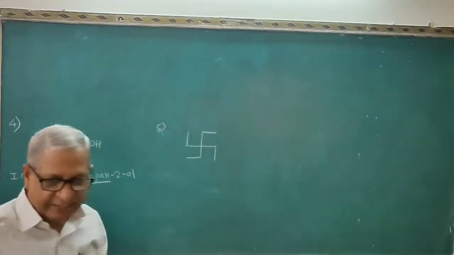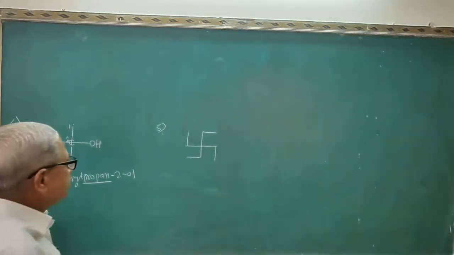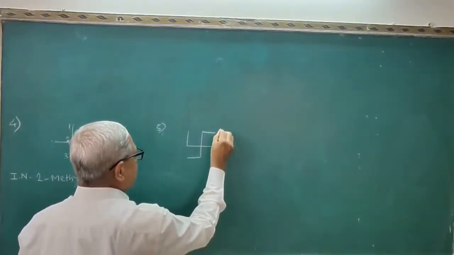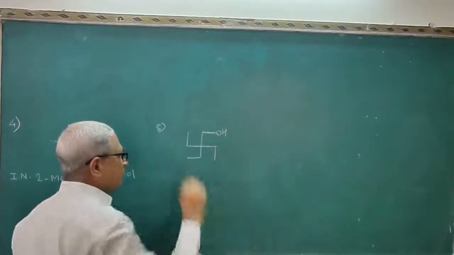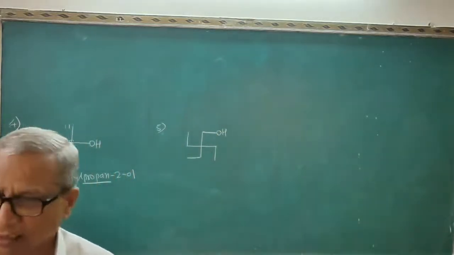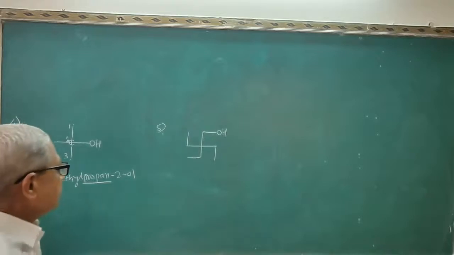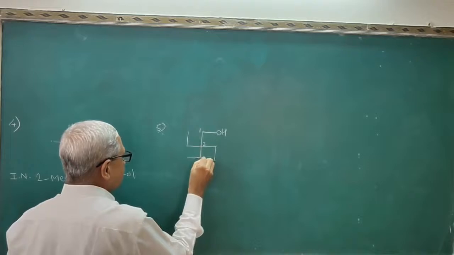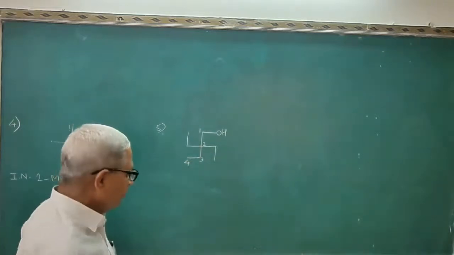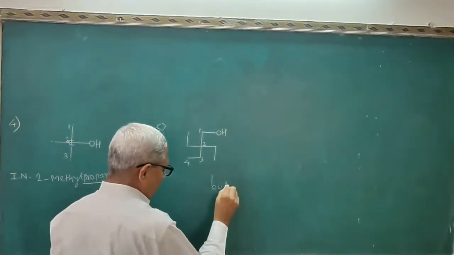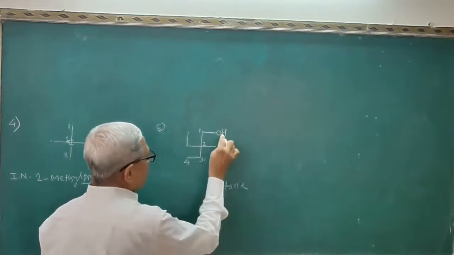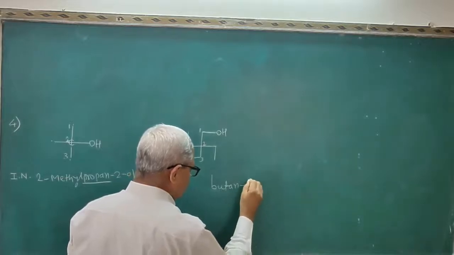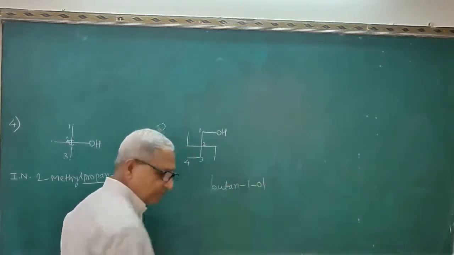This is the swastik sign. Now see here, in this case, when you attach the OH group at any one position, you have to write the IUPAC name. So first select the longest chain containing OH group: 1, 2, 3, 4. Therefore, it is a derivative of butane. The OH group is attached to the carbon number 1. Therefore, the suffix is replaced by 1-OL.